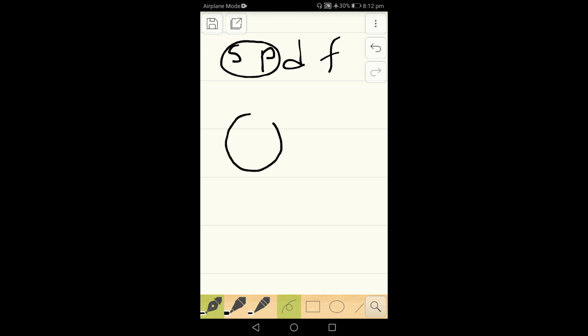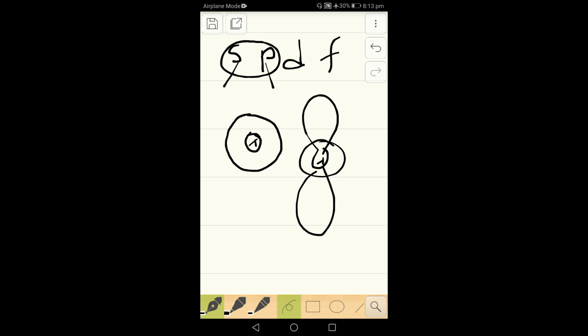S orbital has a spherical shape, with the nucleus there, and p orbital has what we call the dumbbell shape, or an H shape, and in the middle there is the nucleus. So these are all the subshells. In the s subshell there is only one orbital. In the p subshell there are 3 orbitals. In the d subshell there are 5 orbitals, and in the f subshell there are 7 orbitals, and each of these orbitals contains electrons.